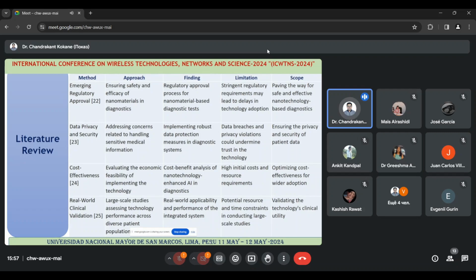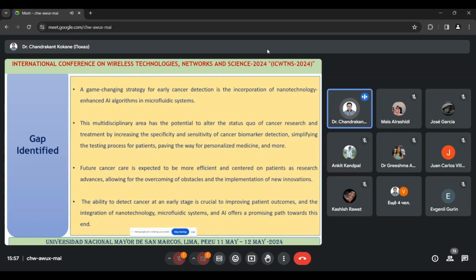The finding is implementing robust data protection measures in the diagnostic system, as the same feature is provided by different cloud vendors. AWS and Azure are providing the same services. The limitation the authors found is that data breaches and privacy violations could undermine trust in the technology. This is very important in the field of medical science, when the data is going to transfer over a distributed environment. So, by considering these important issues, some gaps were identified.